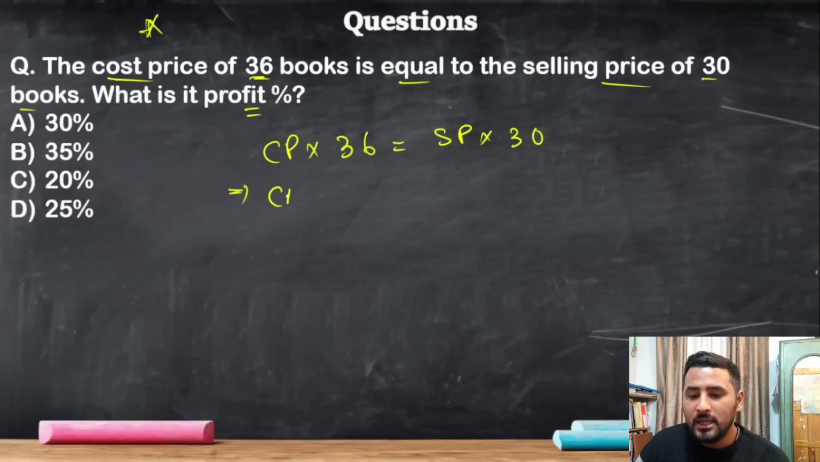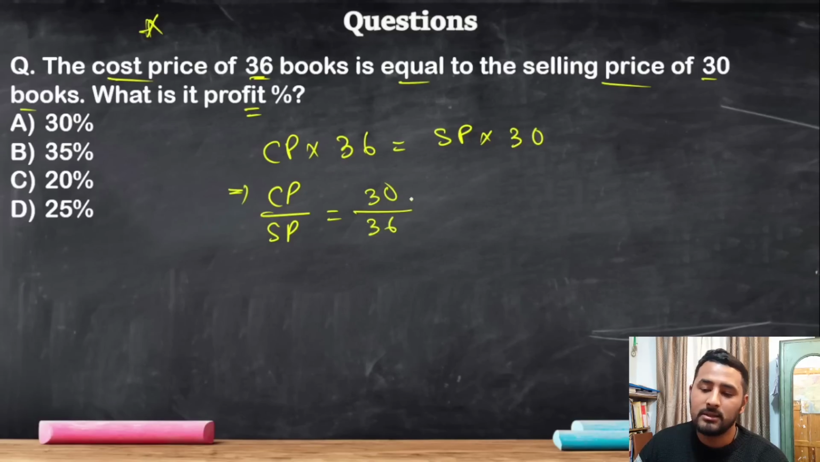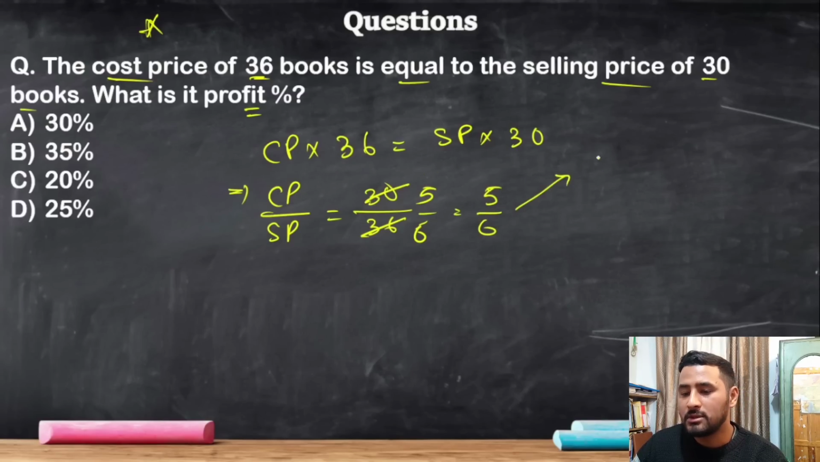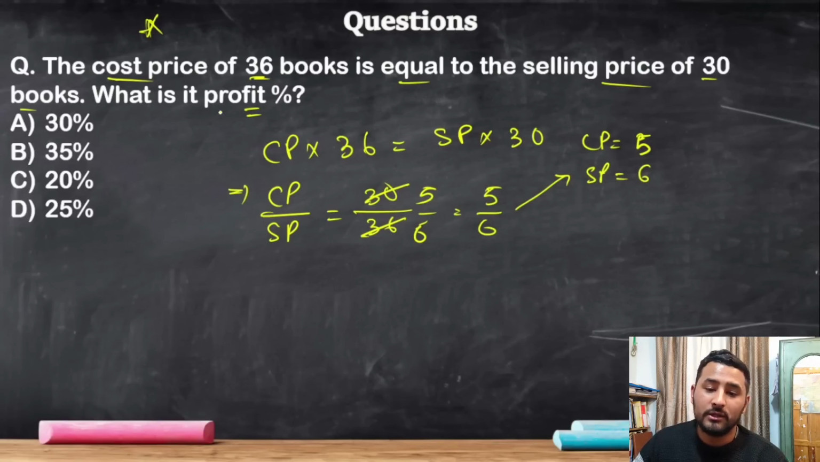So our CP, bring this SP down. This will be how much? This 30 will remain here, 36 will come down, cancel. 6 into 5 is 30, 6 into 6 is 36, right? So we're getting 5 by 6. So you can see our CP will be how much? Our CP will be 5, our SP will be how much? 6. Now you need to find the profit percent.